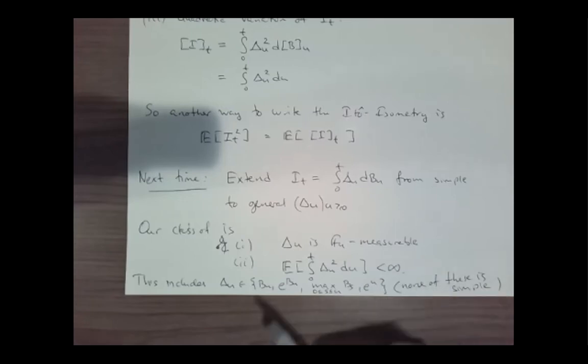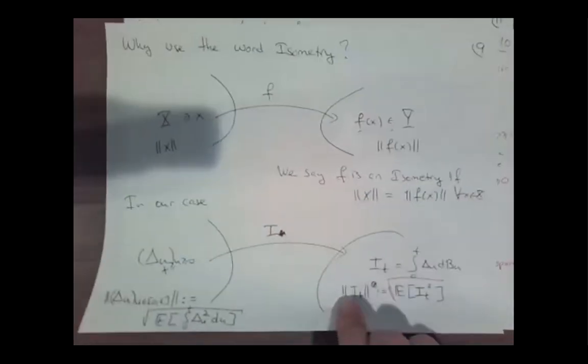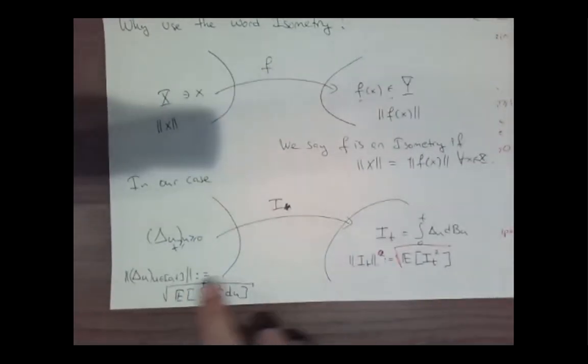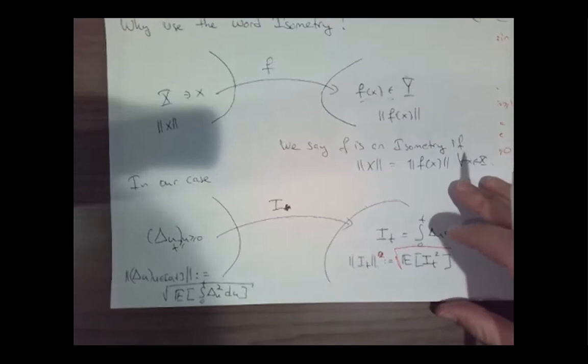So if you want to include Brownian motion, exponential Brownian motion and such processes, we have to go beyond what we just did, because these are not piecewise constant. There's some work to be done on how to extend this integral, and it's going to be extended using the isometry. This is how Ito originally did the extension.